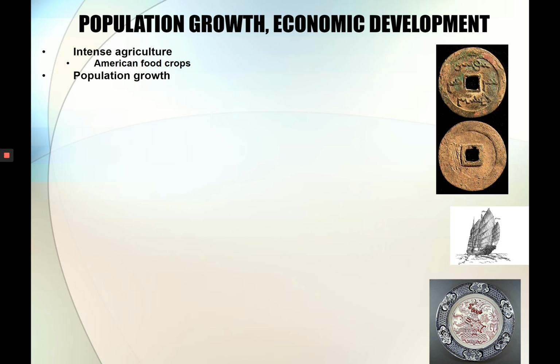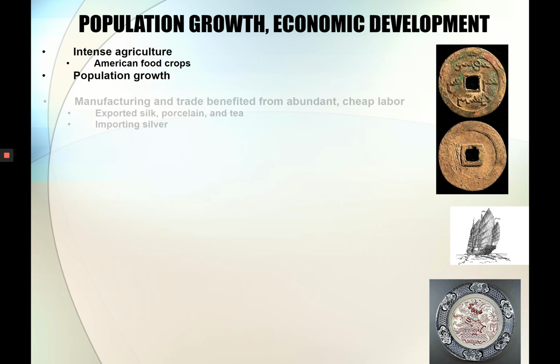And as a result of this increase in agriculture production, we're going to see a significant increase in population growth over this period. Population is going to go from roughly 80 million at the beginning of this era to well over 300 million by the end of this era.